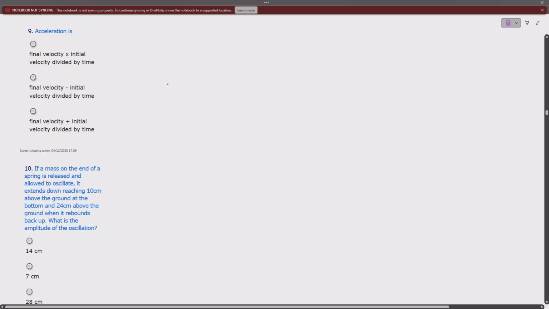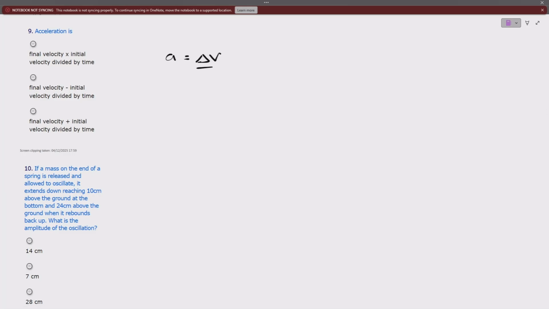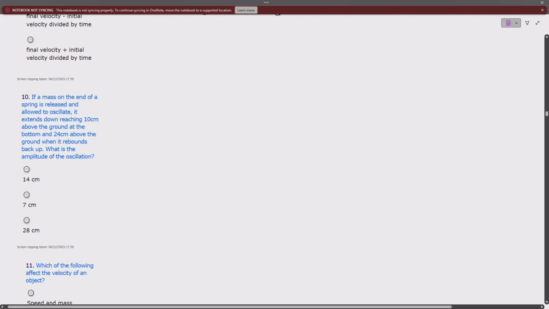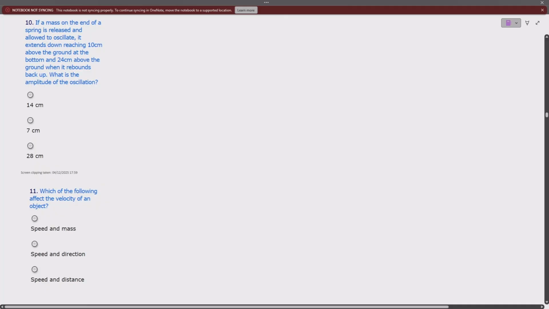Number 9, acceleration. Acceleration a equals change in velocity over time. That is final velocity minus initial velocity, all divided by time. So final velocity minus initial velocity divided by time. This is the right answer. You can pause and try and solve these questions yourself before I give you the answer.